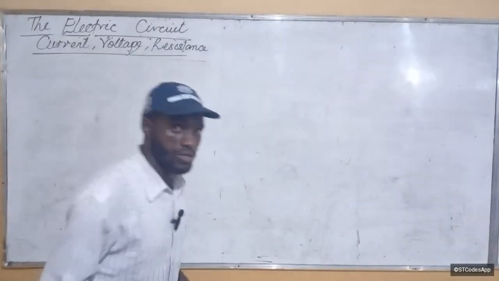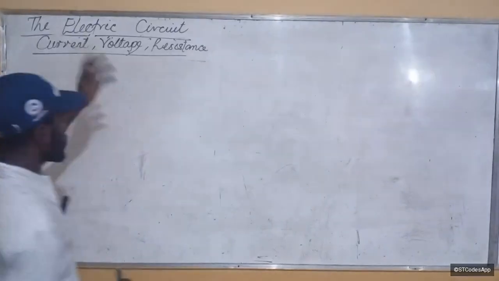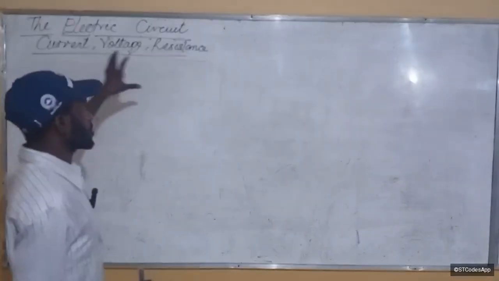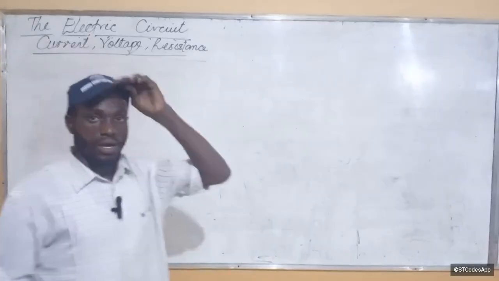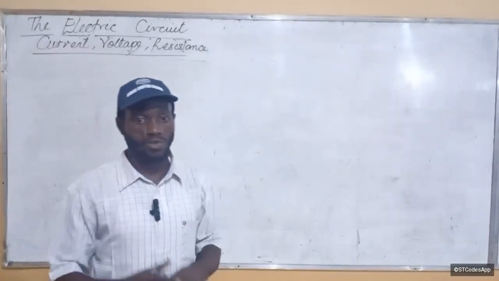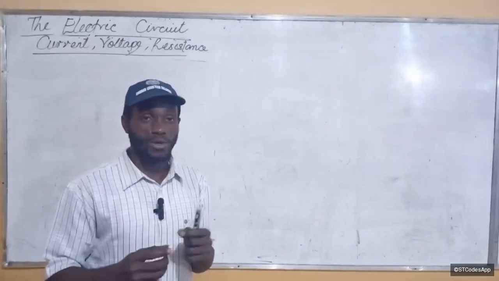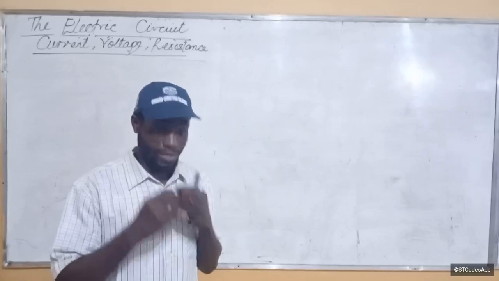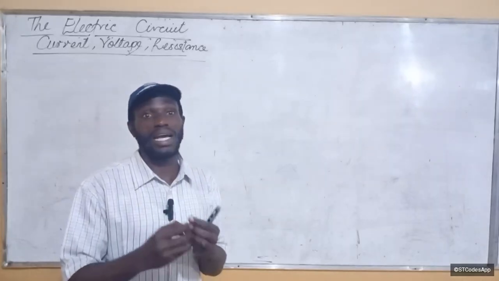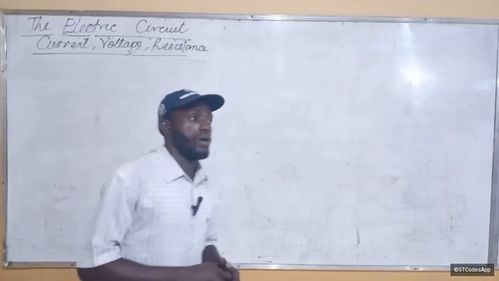Now in this video, let us talk about electric circuits. We want to talk about current, voltage and resistance. I promise you by the end of this video, you will be able to understand what they are, specifically because I'm going to explain it as simplistically as possible, okay?